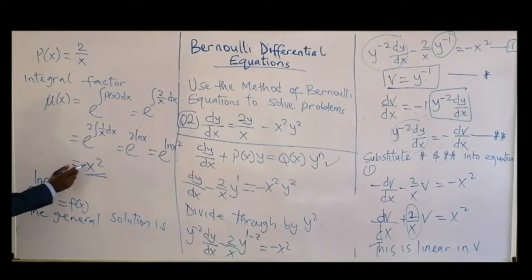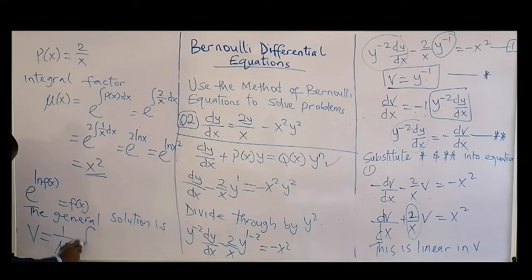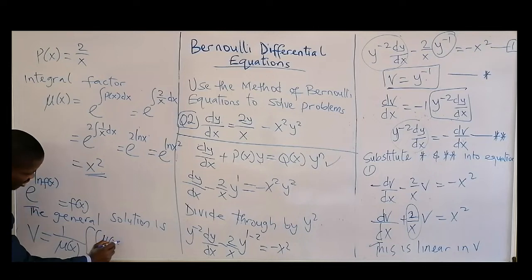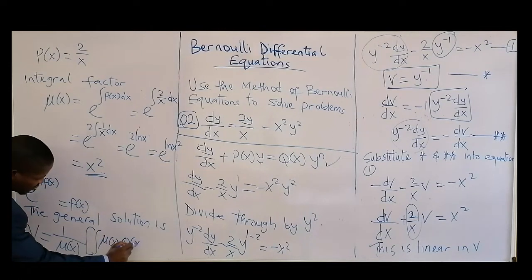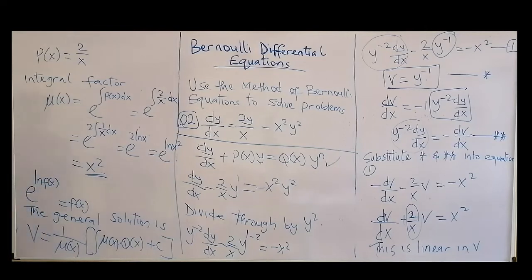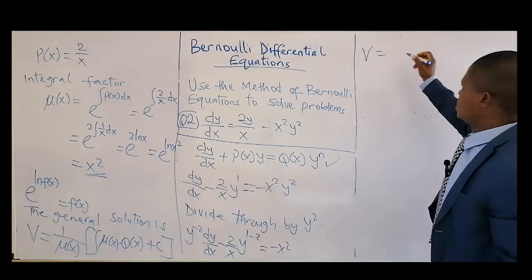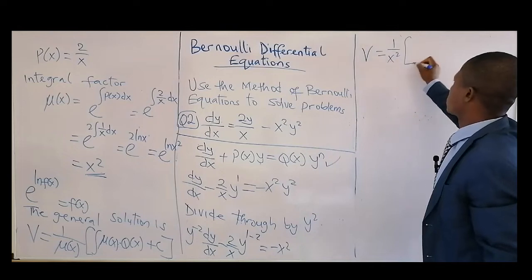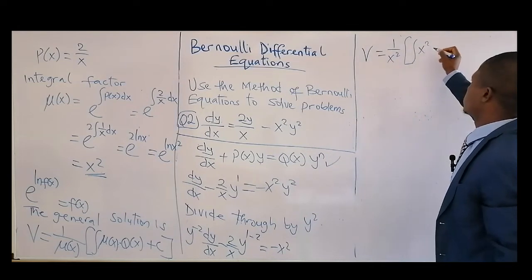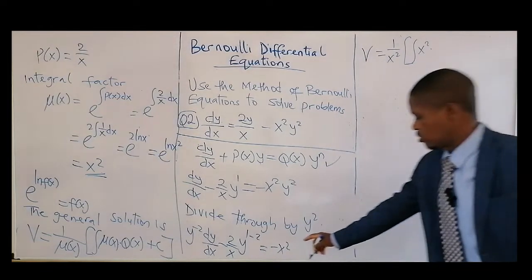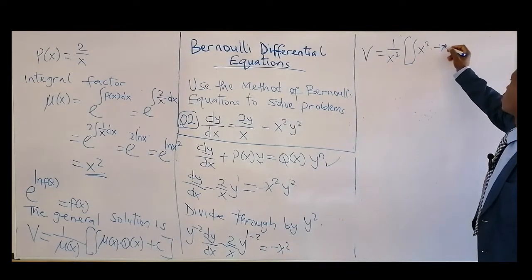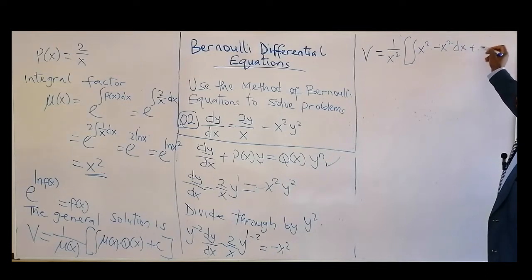So the general solution for linear, the general solution is linear in v. That's v equal to 1 over integral factor, open your brackets, then integral factor times q of x dx plus c. So that's the general formula for a linear differential equation. So v is equal to 1 over integral factor, that's 1 over x squared, open your bracket, integral factor x squared times q of x. My q of x is minus x squared, minus x squared dx, then plus c.